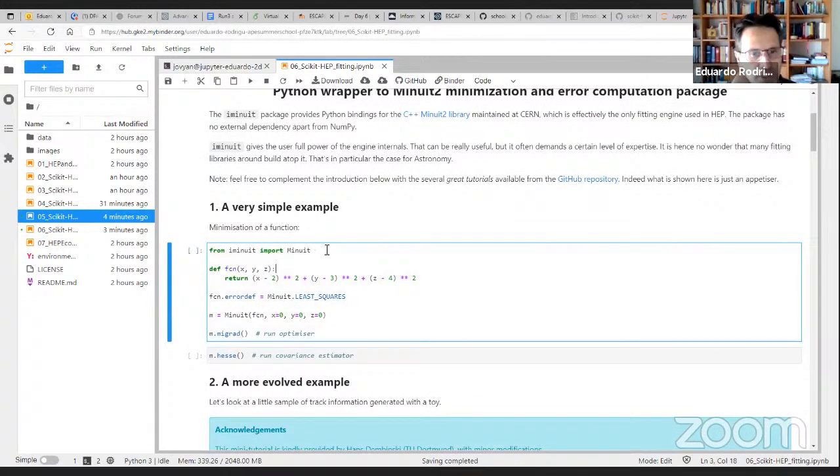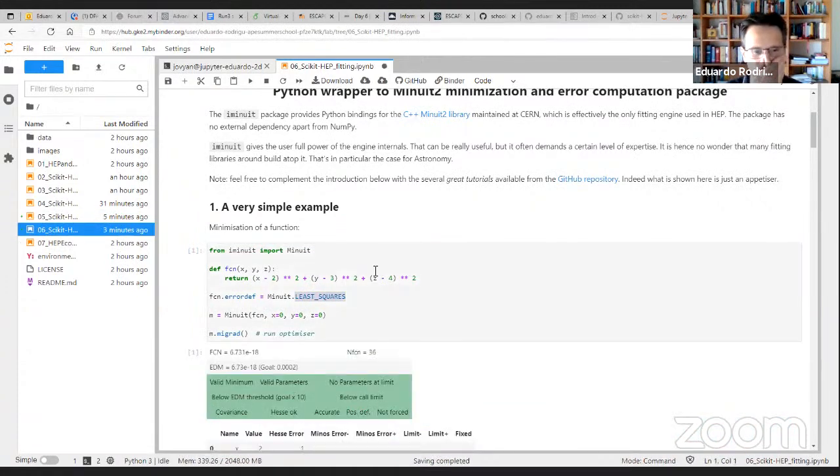So importing. The object is Minuit, with a capital M, a class, and this is the example from the README of the package. It says, okay, I'm going to minimize with a least squares minimization. I have this little function in 3 dimensions. You can read it, it's very easy. You can immediately realize what it's going to converge to. That's the whole point of a README example.